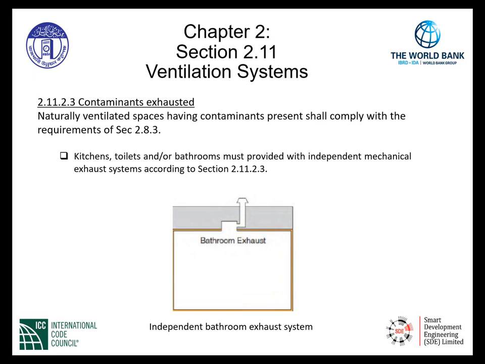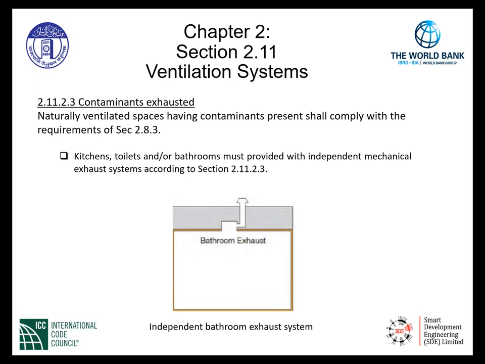And we will go to section 2.11.2.3. As seen here in the graphic below, we have a bathroom exhaust system, and it is independent and serving that particular space only in a naturally ventilated building. And that's how we comply with this section, by understanding that we have a code section indicating contaminants that need to be exhausted, and the code is referring us to section 2.8.3 to carry out those requirements.